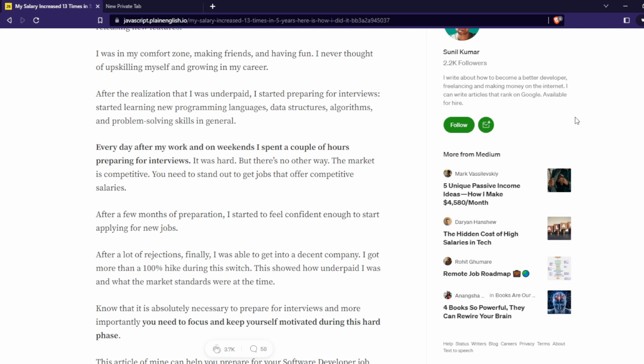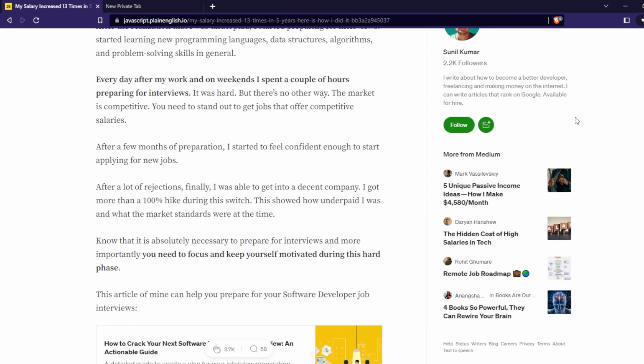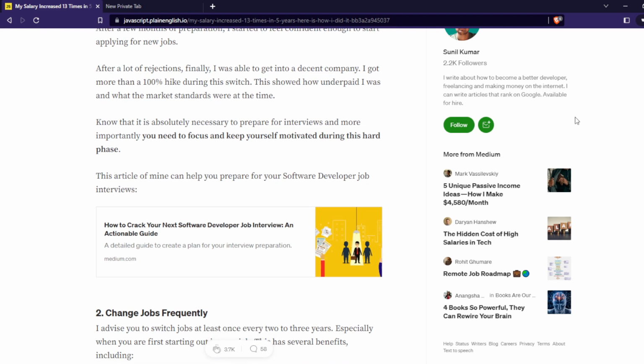After a few months of preparation, I started to feel confident enough to start applying for jobs. After a few tries, I got into a decent company, and I got more than a 100% raise. During the switch, they showed me I was underpaid, but I was part of the market standard over time. Now there is an absolute necessity to prepare for the interview, and more importantly you need to focus and keep yourself motivated during the hard phase. The article is my guide.